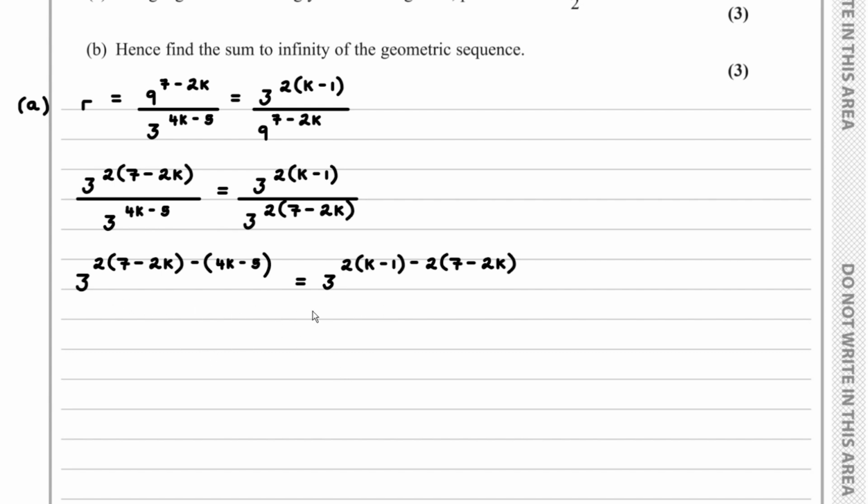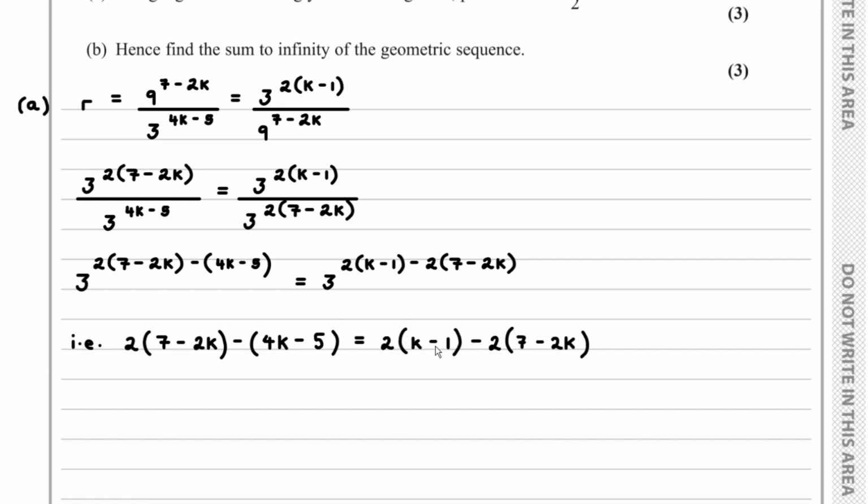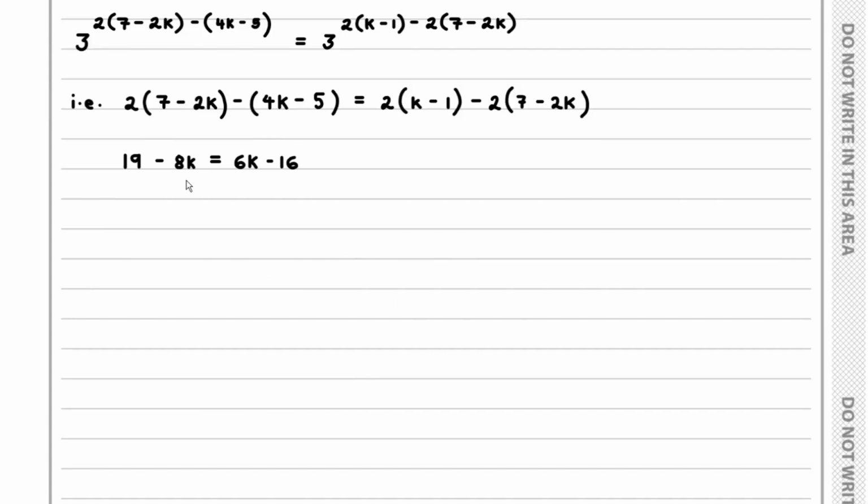So now, because we have the same base, we can compare the powers. In other words, we have 2 lots of 7 subtract 2k subtract 4k subtract 5 equals 2 lots of k subtract 1 subtract 2 lots of 7 subtract 2k. And on the left hand side, if we simplify this, we have 19 subtract 8k, and on the right hand side, if we simplify, we have 6k subtract 16. So we have 19 subtract 8k equals 6k subtract 16, meaning 14k is equal to 35. So k is equal to 5 over 2, or equivalently as a decimal, k is equal to 2.5.